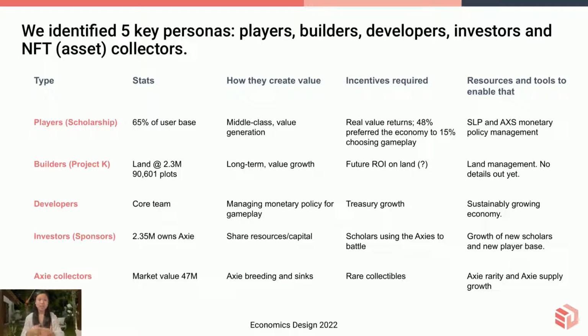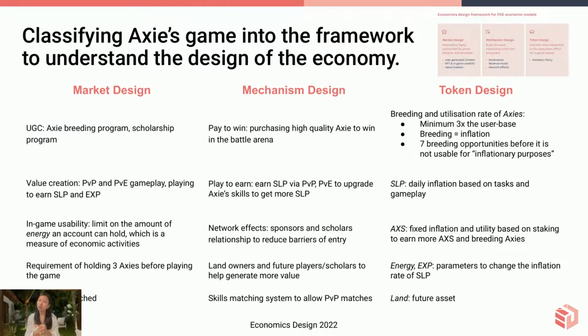So let's classify Axie's game into the framework to understand the design of the economy. How do we do that? By market design, mechanism design, token design. In market design, let's look at UGC. For Axie, the key UGC right now is the Axie breeding program. Axies are these little monsters and little creatures that they can take to battles in the Axie game.